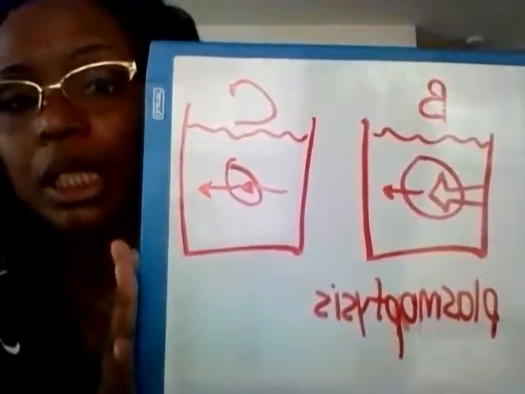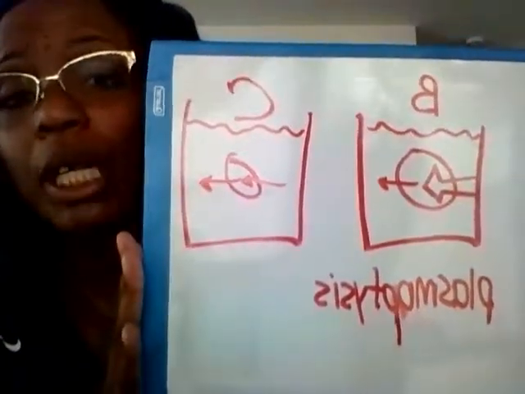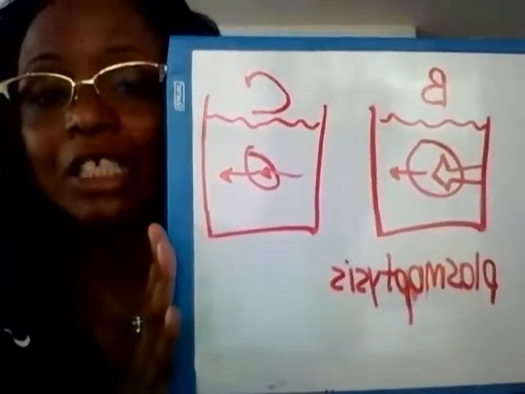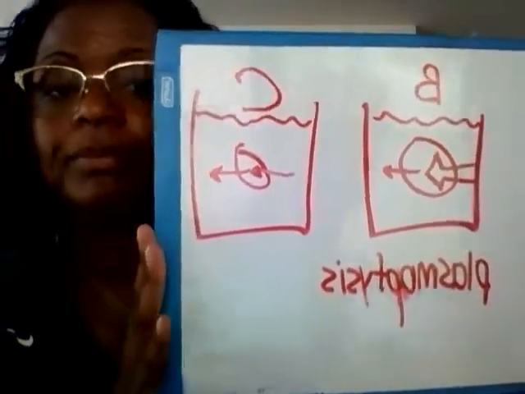Ideally, the cell wants to be in environment number C, where the amount of water that's going in equals the amount of water that is exiting. That is an isotonic environment. So those are the three mechanisms, or the three different types of environments that cells can potentially find themselves in.